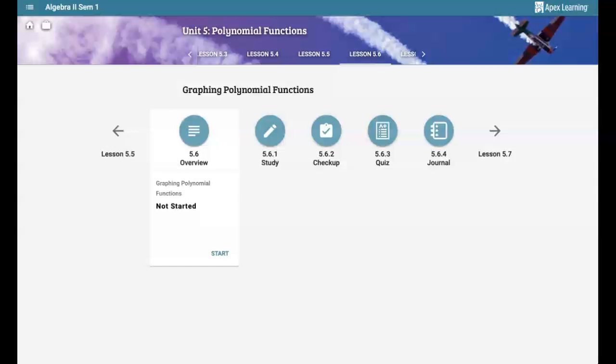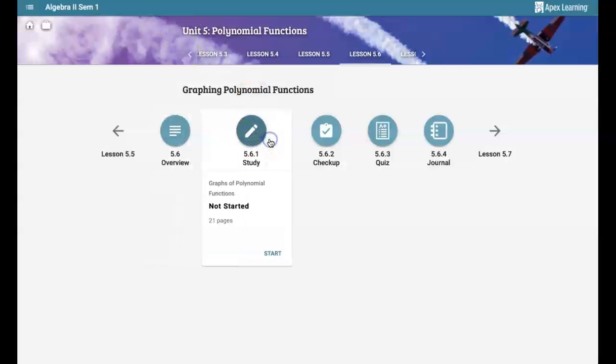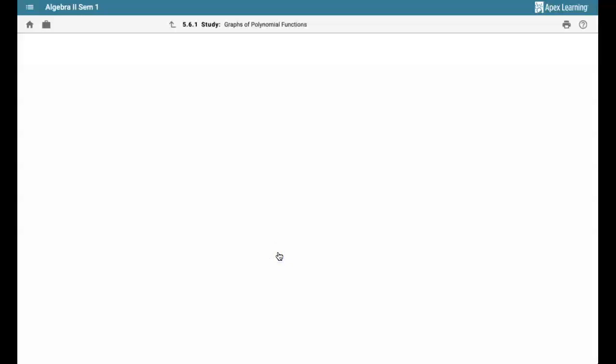This is the video recording for Algebra 2, Unit 5, Lesson 5.6. All right, so now that we understand what polynomial functions are, what they look like, how to find those roots or zeros, we're going to look at how we graphically represent these different functions.